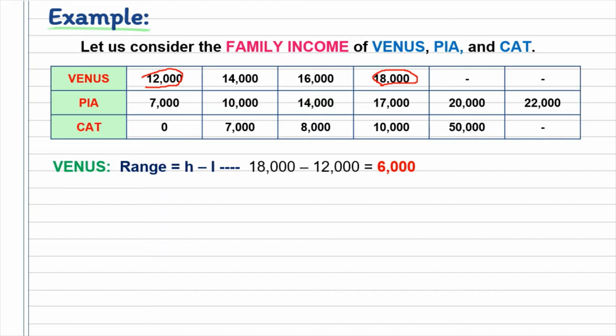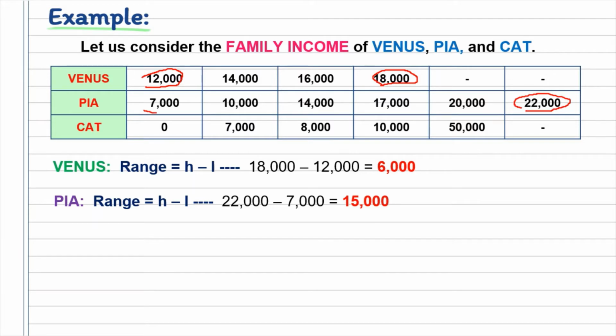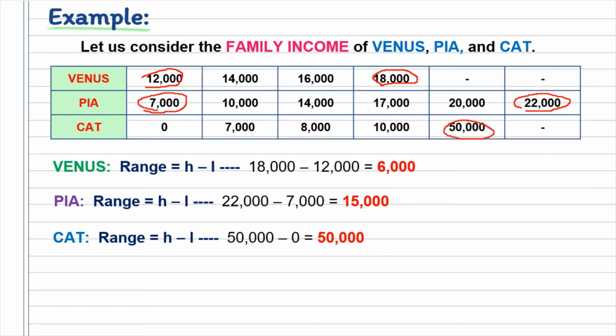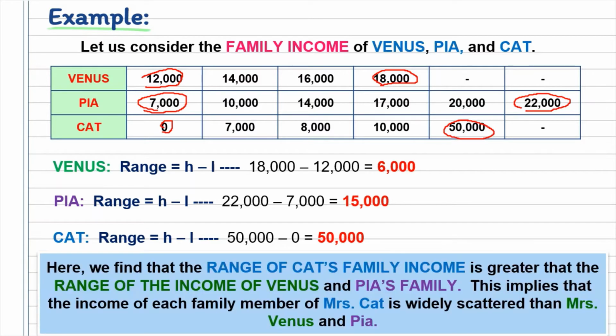While in Pia, we have 22,000 as the highest, and then 7,000 is the lowest. So 22,000 minus 7,000, that is 15,000. In Catriona's family naman, we have 50,000 the highest, and the lowest is 0. So 50,000 minus 0, that is equal to 50,000.